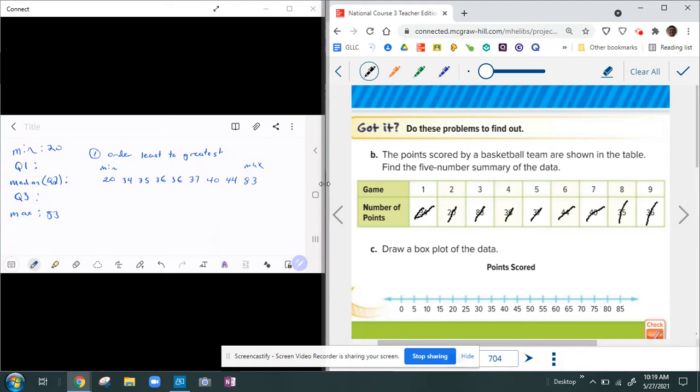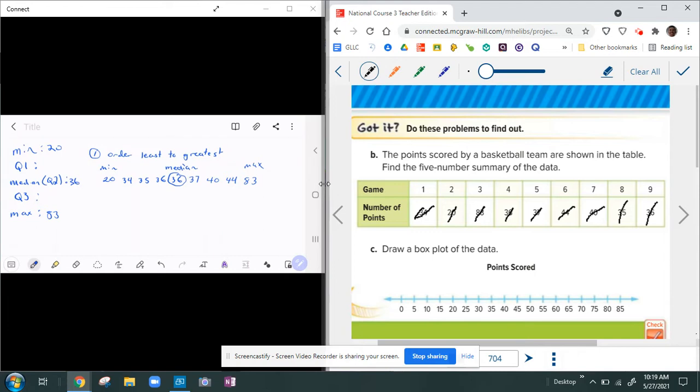And if we find the median, which sounds like middle, we're going to count from both sides and find the middle number. 1, 2, 3, 4, 5. 1, 2, 3, 4, 5. The middle number is right here. We call that the median, the very middle of the data. So that's going to be 36.